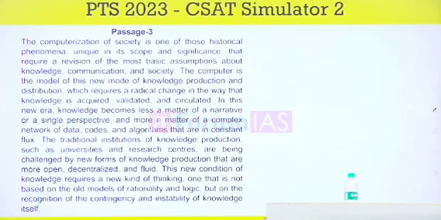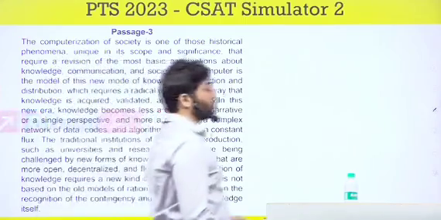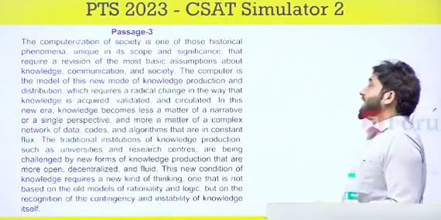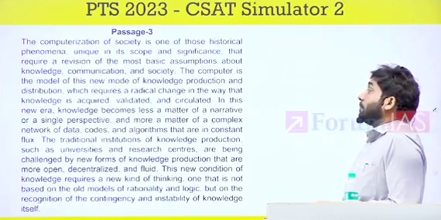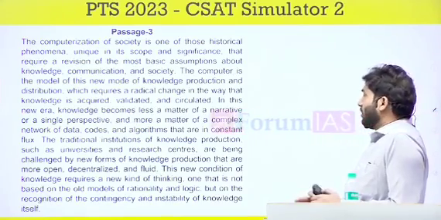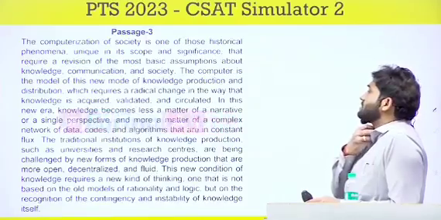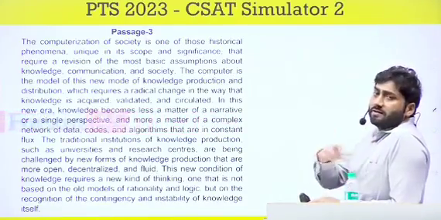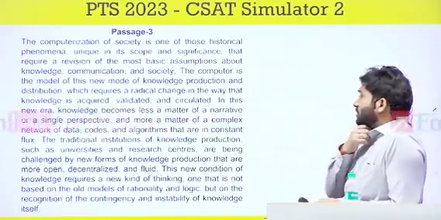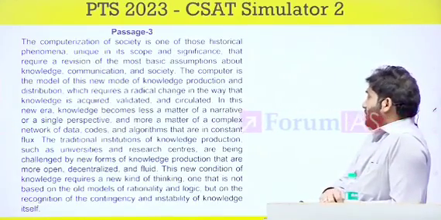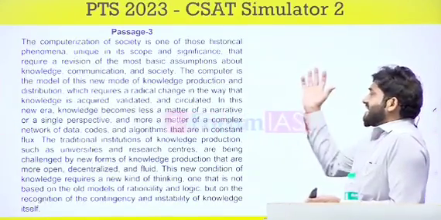The computer is a model of a new mode of knowledge production and distribution, which requires radical changes in the way knowledge is perceived, right? Knowledge becomes less a matter of narrative and single perspective, but more a matter of a complex network of data, codes, algorithms, and constant flux, which is constantly moving. The traditional institutions of knowledge production, such as universities and research centers, which have been the traditional centers of knowledge production, are being challenged by new forms of knowledge production that are more open, decentralized, and fluid.